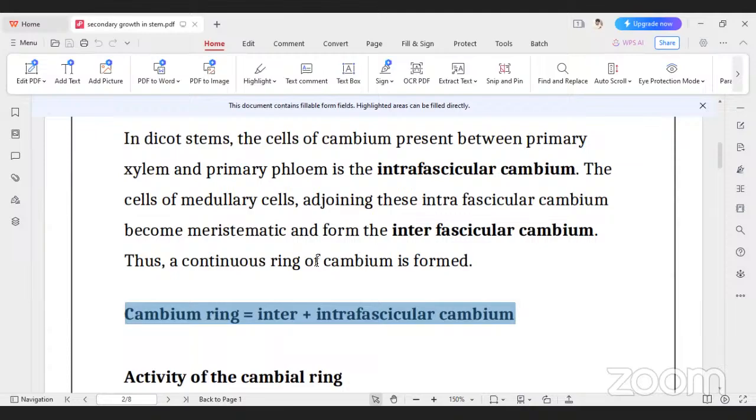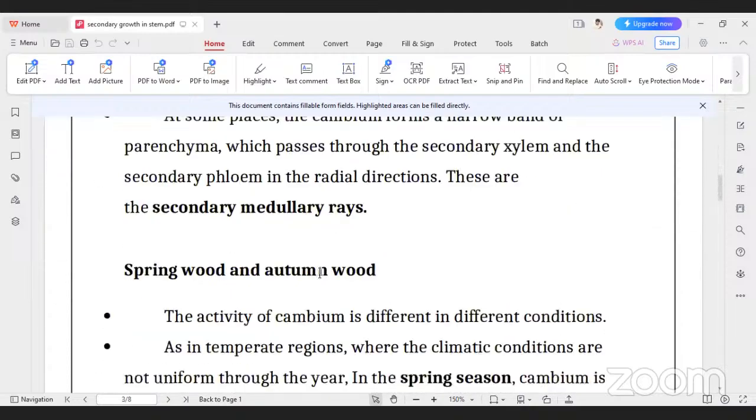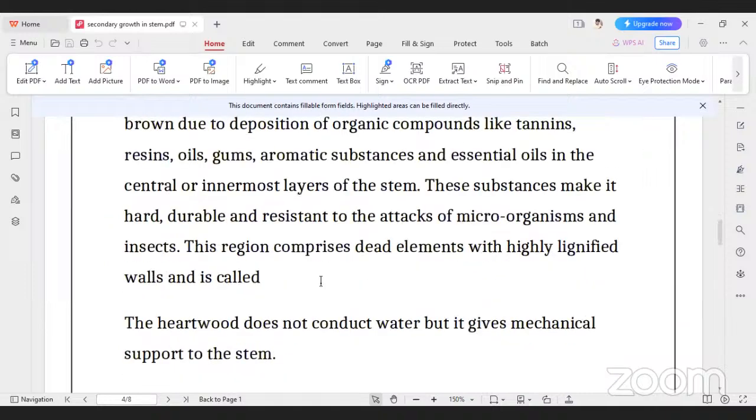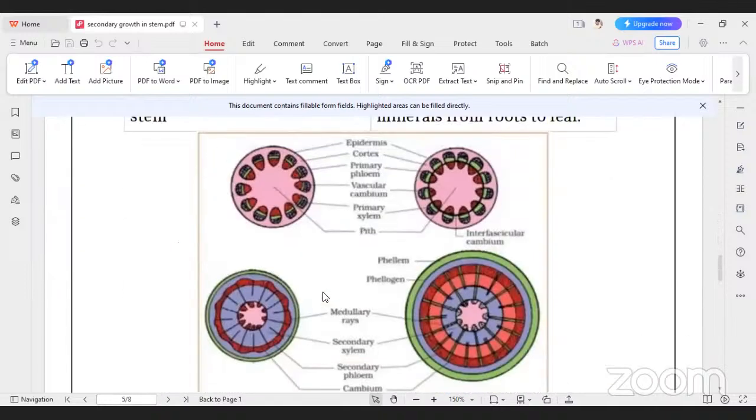As I told just now, are you able to see the diagram? Yes, sir. Right. Inside the stele, the vascular bundle. Are you able to see the vascular bundles also? Yes, sir. So these are the vascular bundles, right?